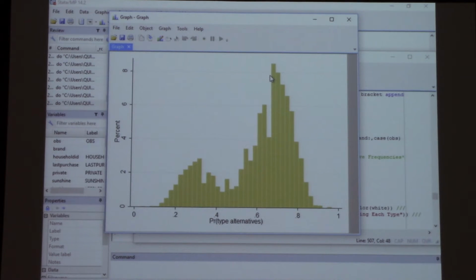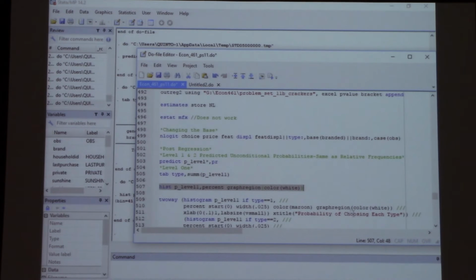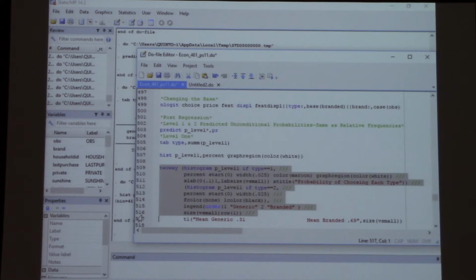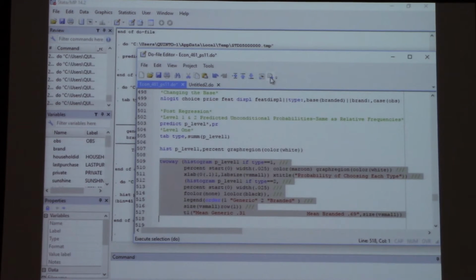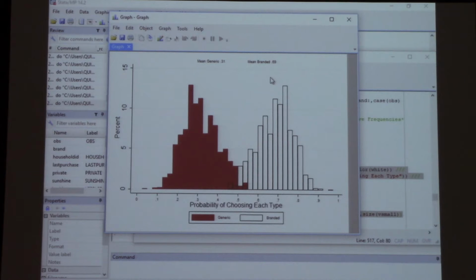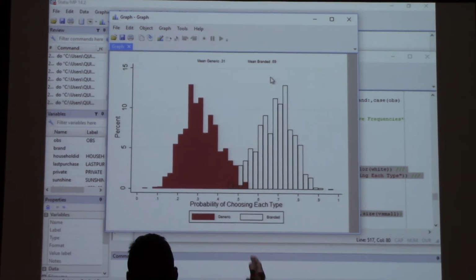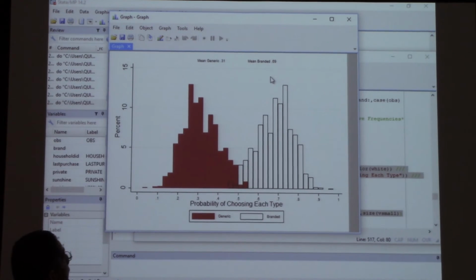The distribution of our top level probabilities. This is kind of cool, if you're into these kinds of things. So this is the same graph overlaying, and you can see that the distribution of probabilities for each type, generic and branded, are pretty normally distributed, even though they're shifted over. So this one is centered on 0.31, and this one's centered on 0.69.